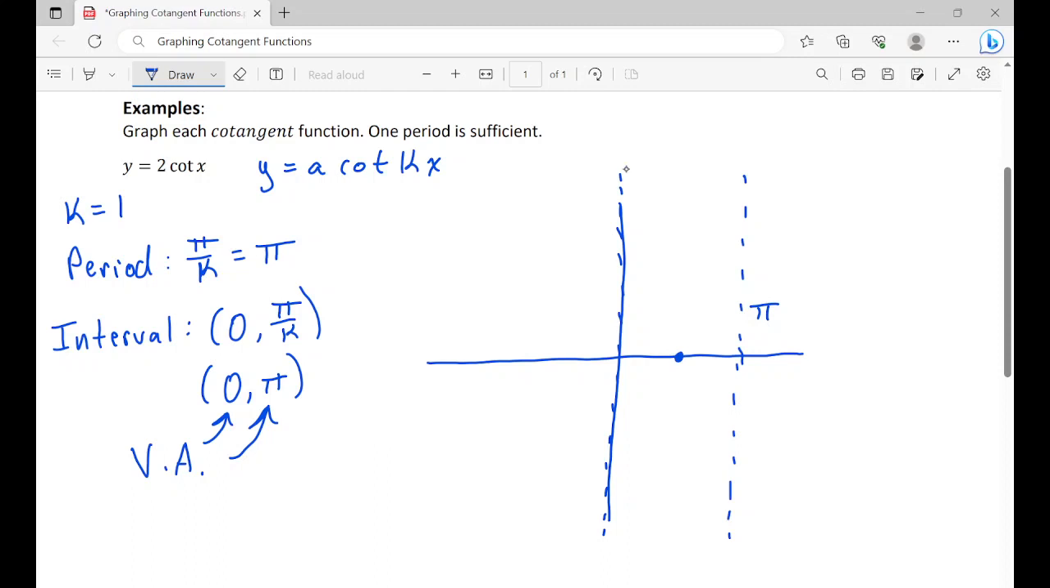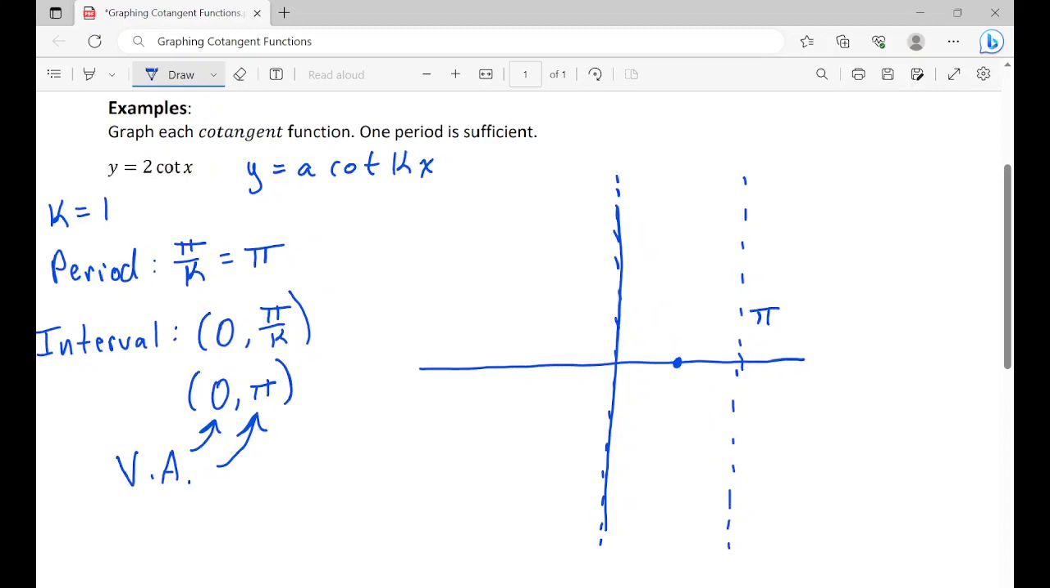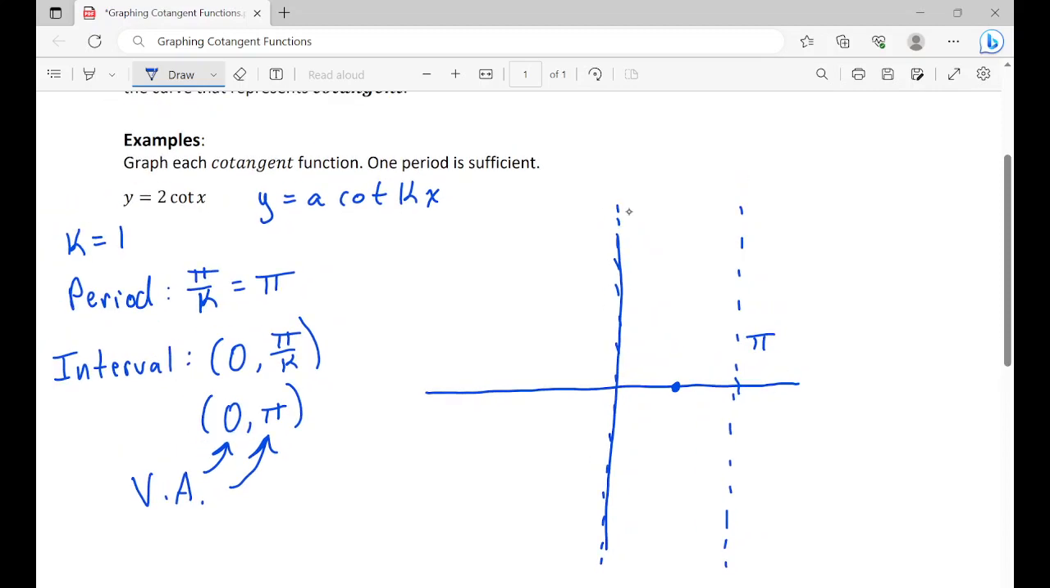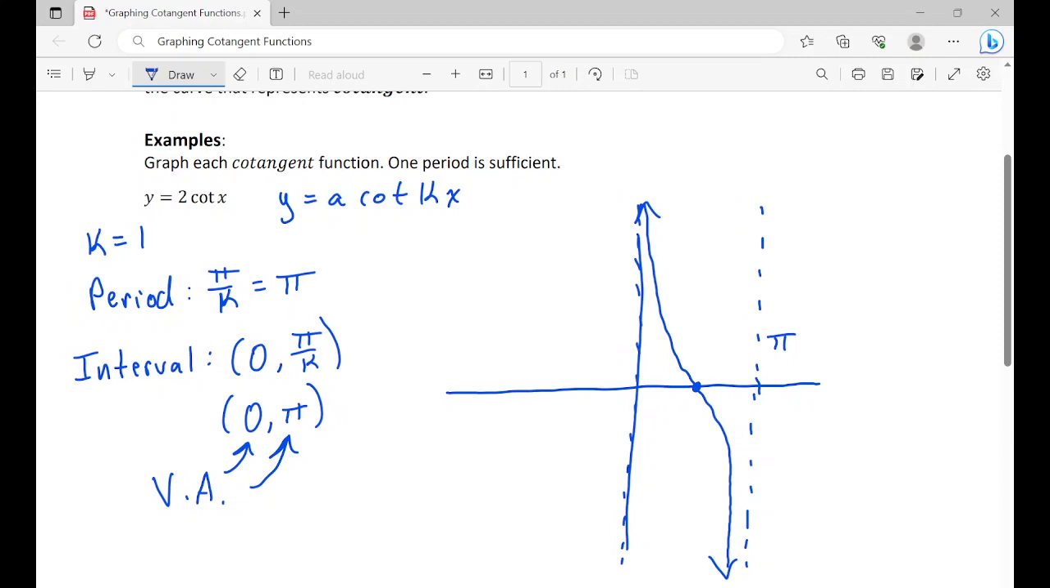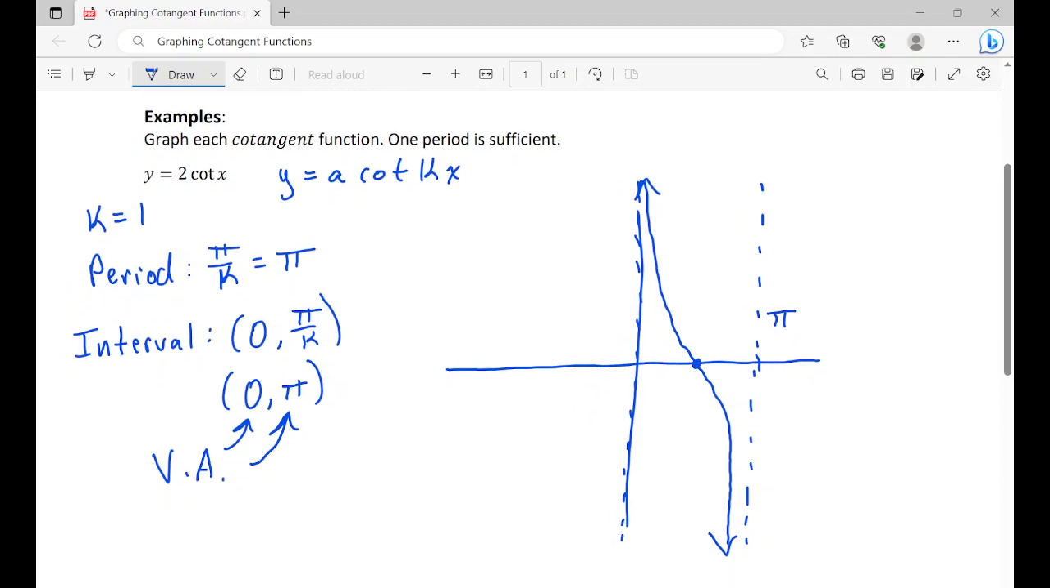And now that I have everything I need, I can just draw my cotangent curve, which is going to be from the top going all the way through, like so. And that's the graph of this function.